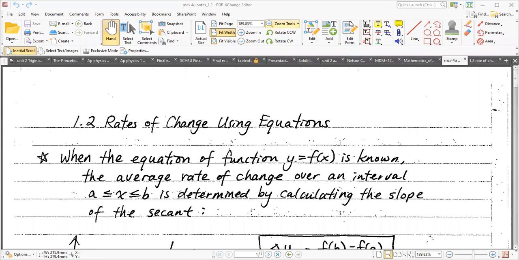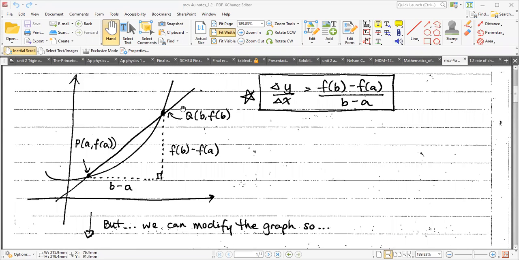Right now we do 1.2, rate of change using equation. So looking at this graph, equation of the function f of x, y is equal to f of x, right? Means the y is the function of x. That's why the equivalent of f of x is y. When we say f of b minus f of a, that is going to be your second y, and f of a is going to be the first y. It is y2 minus y1 divided by x2 minus x1.